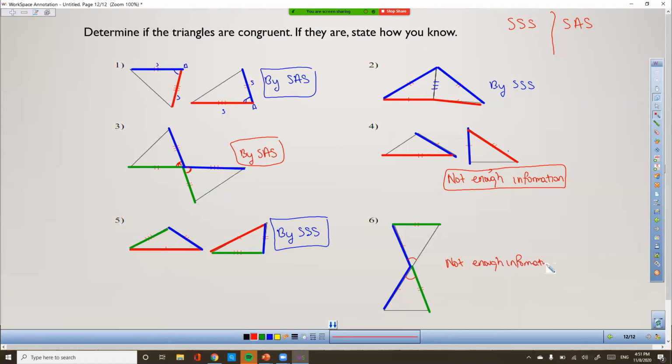And so again, why? Because there's two sides and one angle, right? But the angle has to be the included angle. It was on this triangle here, but it wasn't on this triangle here. So that's why we do not have enough information to say that the two triangles are congruent.